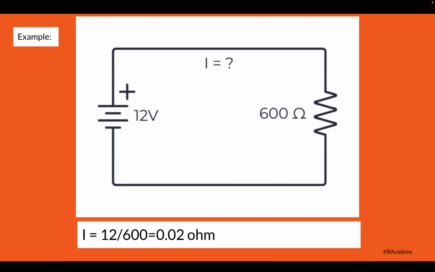Let's look into an example. Here the voltage across the circuit is 12 volts and resistance is 600 ohms. So we can calculate the current by the formula I = V/R, that is 12/600, which is 0.02 ohm.